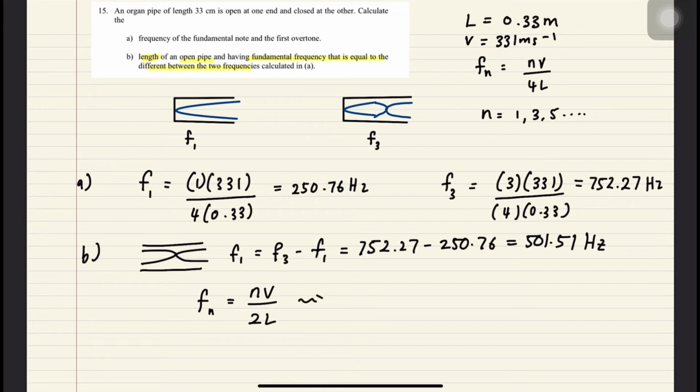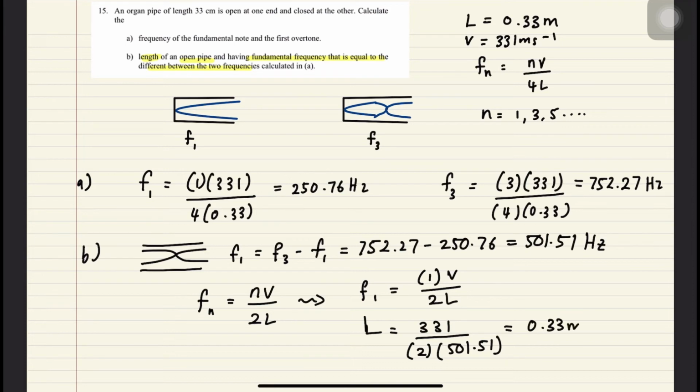And since F1, so n will be 1. So L here is equals to 331, substitute the V, divided by 2, and I'll bring down the F1, which is equivalent to 501.51. So that here is 0.33 meter. Okay.